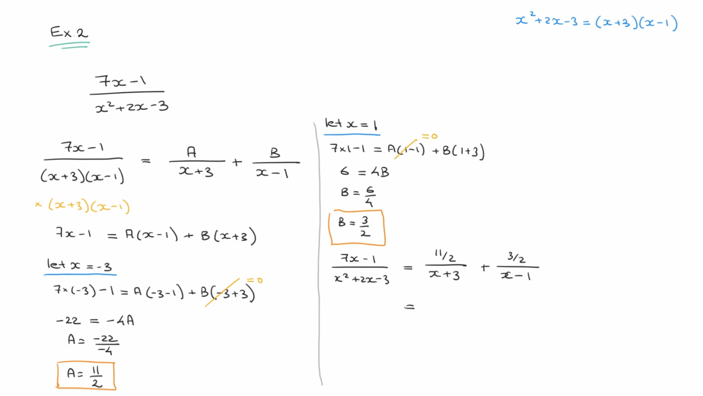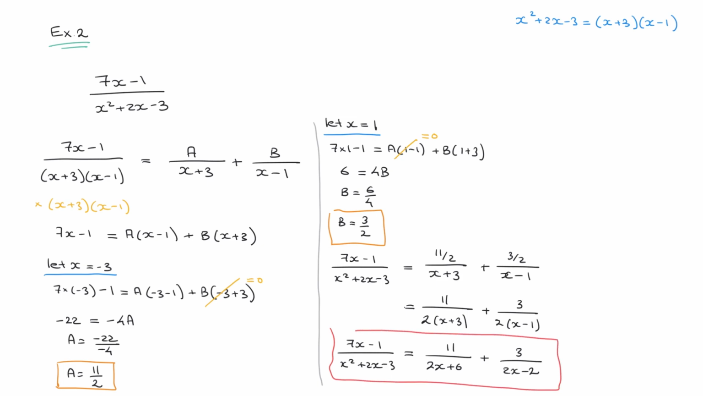Indeed, we can go ahead and state that that's equal to 11 over 2 times x plus 3, plus 3 over 2 times x minus 1. And so finally, distributing these 2's across those pairs of parentheses, we can write our final answer as 11 over 2x plus 6 plus 3 over 2x minus 2. And that's the final answer. And so I'll quickly box that. There we go. Okay, let's look at one last example.